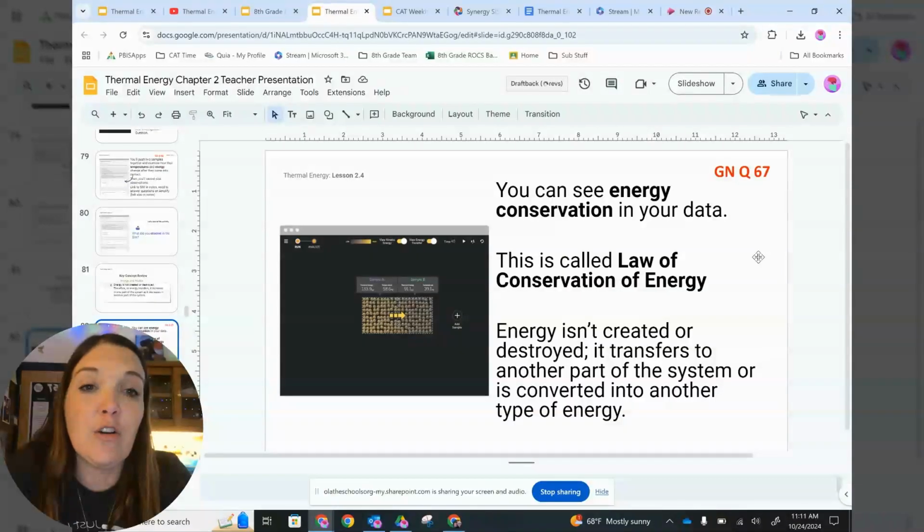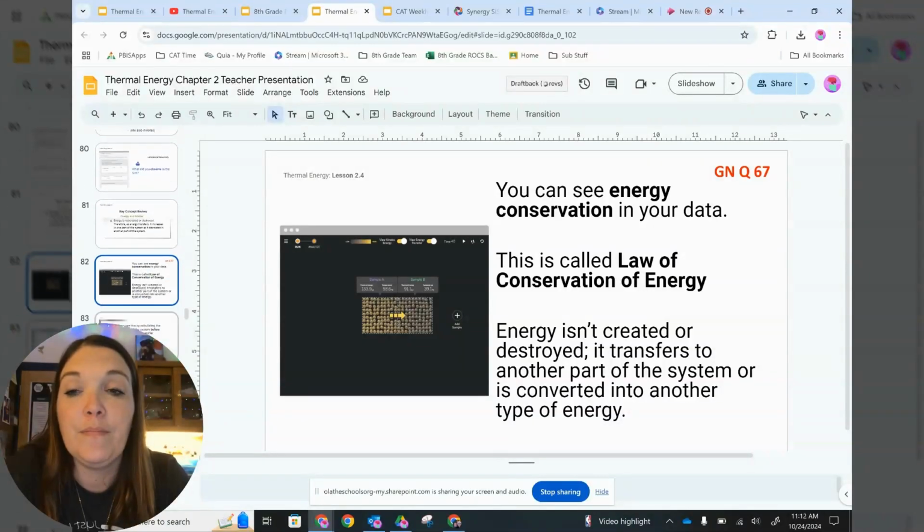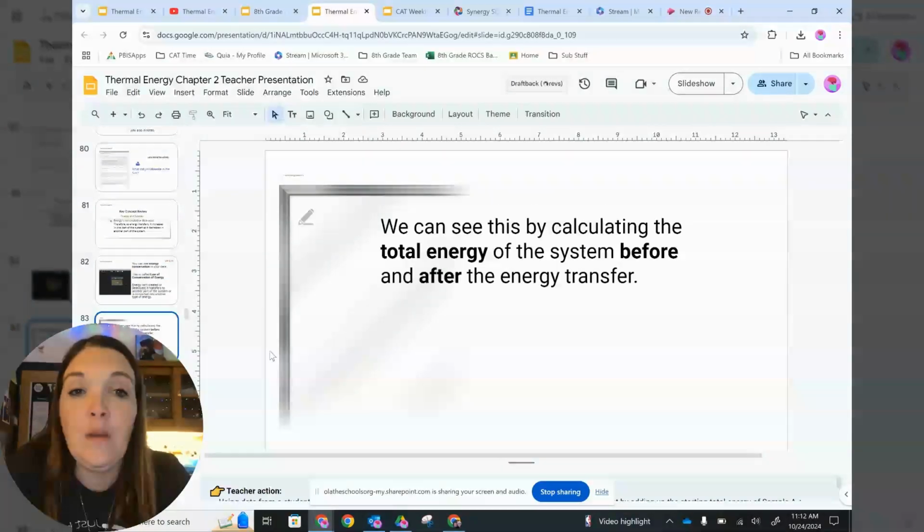You can see energy conservation in your data. This is called the law of conservation of energy. Energy isn't created or destroyed. It transfers to another part of the system or is converted into another type of energy. Get that down in guided notes question 67. The law of conservation of energy is that energy isn't created or destroyed. It transfers to another part of the system or is converted into another type of energy. We can see this by calculating the total energy of the system before and after the energy transfer.